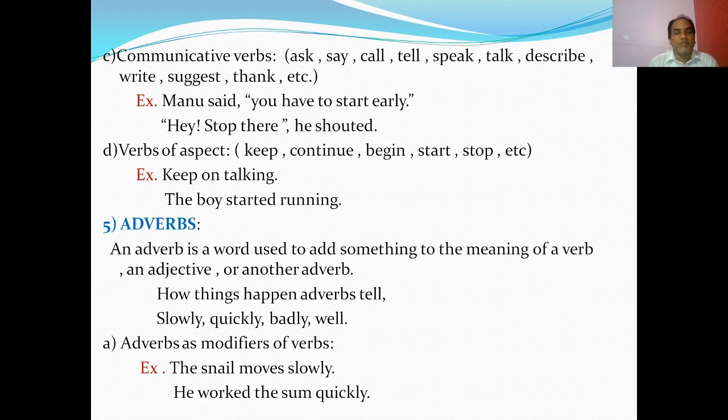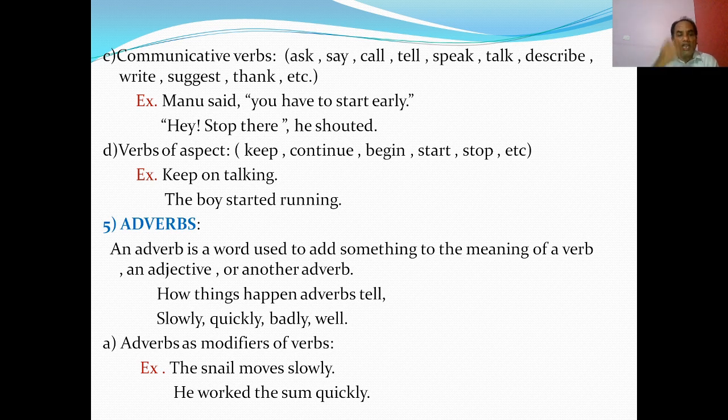Then verbs of aspect: keep, continue, begin, start, stop, etc. Examples of verbs of aspect: keep on talking. The boy started running. Aspect: started running. He began to work. He stopped working in the fields. Okay, so these are the different kinds of verbs we have discussed already.